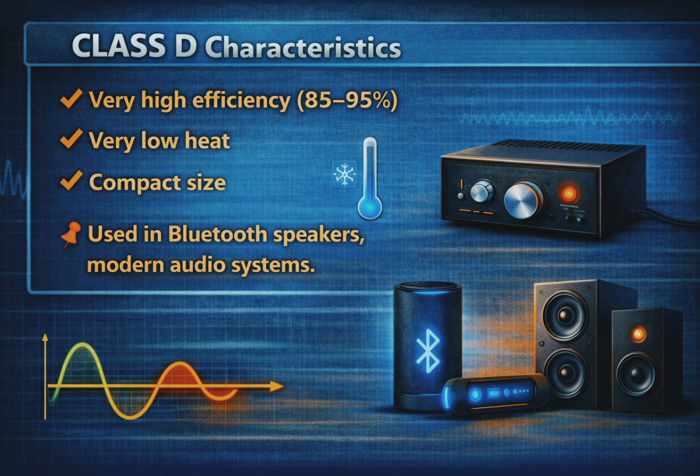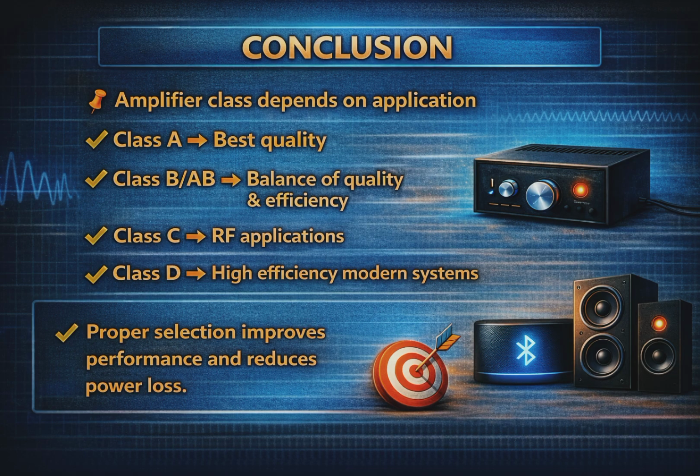Class D characteristics. Class D amplifiers offer several major advantages. Their efficiency is extremely high, typically between 85 to 95%. They generate very little heat. They also have a compact size, making them ideal for modern electronics. Because of these benefits, Class D amplifiers are commonly used in Bluetooth speakers, portable audio systems, smartphones, modern home audio systems, car audio systems.